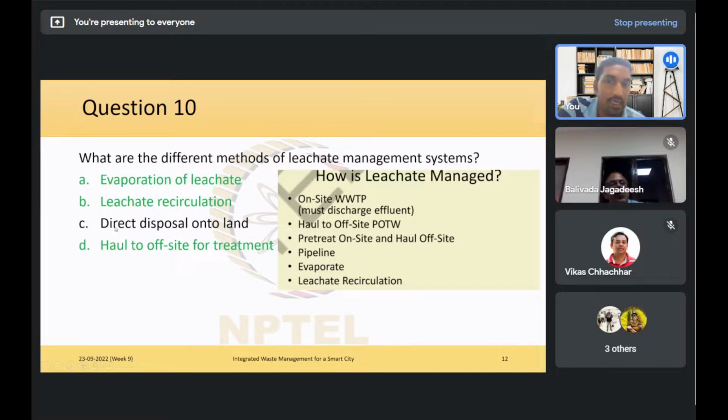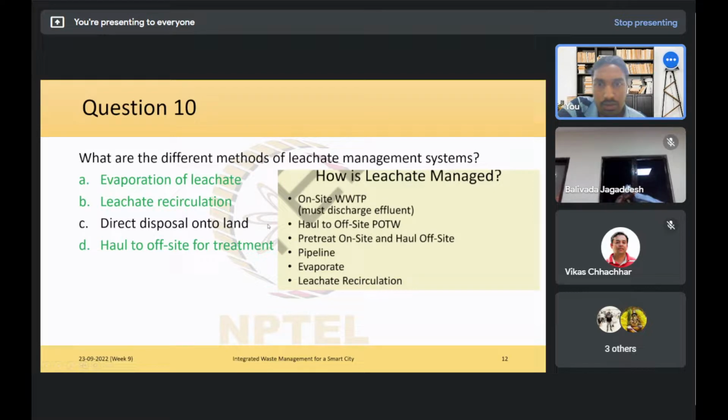C says direct disposal onto land, which is not a method of treating it, right? So which is actually doing nothing. Okay, so what happens if we just dispose it directly onto the land without doing anything? It will get into the soil, right? It can find its way to the groundwater and then contaminate the groundwater, right? Or if you just leave it on land, if it rains, it's going to mix with it. It's going to become a part of the surface water, and then it will affect the surface water as well, right?